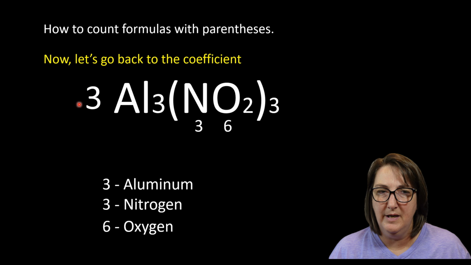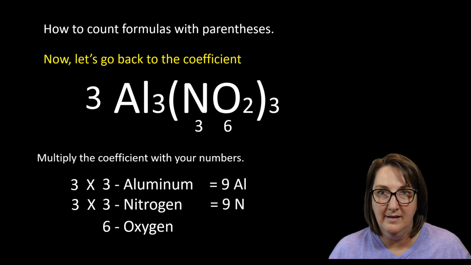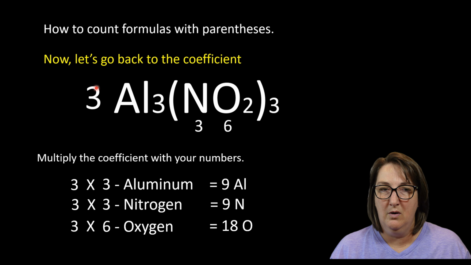So now I have 3. Remember, this is saying that I have this molecule 3 times. I already know how many I have in one molecule, so all you have to do is multiply by 3. So 3 times 3 is 9. I have 9 aluminums. 3 times 3 is 9. I have 9 nitrogens. 3 times 6 is 18, so I have 18 oxygens. Okay. So do this last: just figure out how many I have for this, and then multiply that by 3.